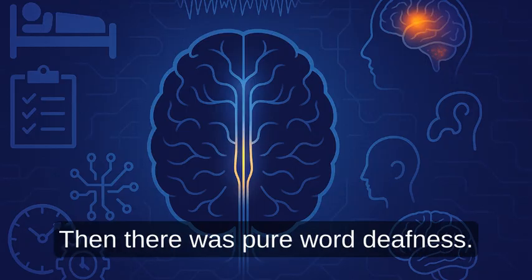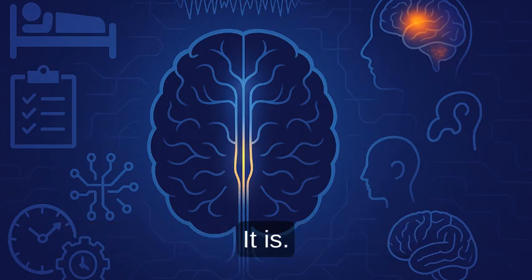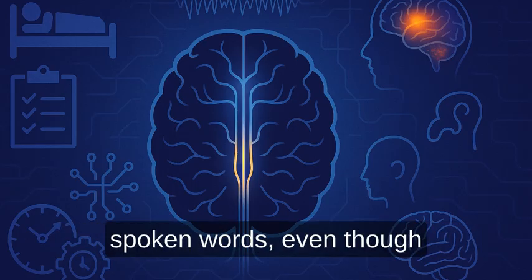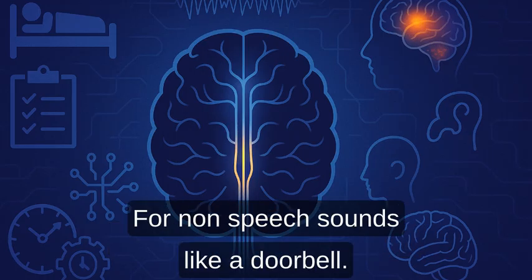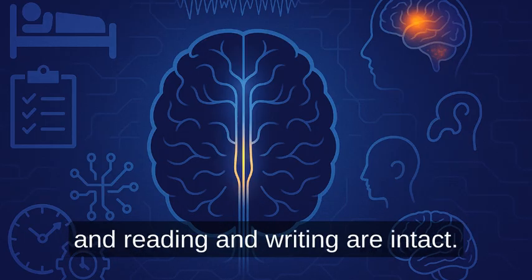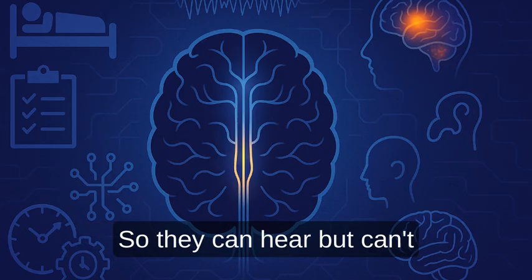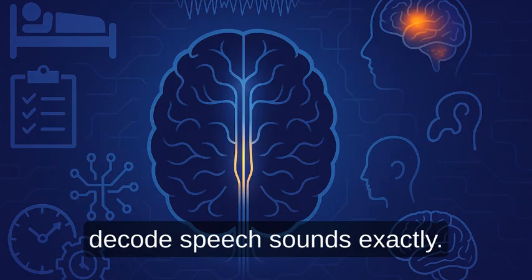Then there was pure word deafness. That sounds very specific. It is. It's the inability to understand spoken words, even though hearing is perfectly normal for non-speech sounds, like a doorbell. Their own speech is usually normal, and reading and writing are intact. So they can hear, but can't decode speech sounds.